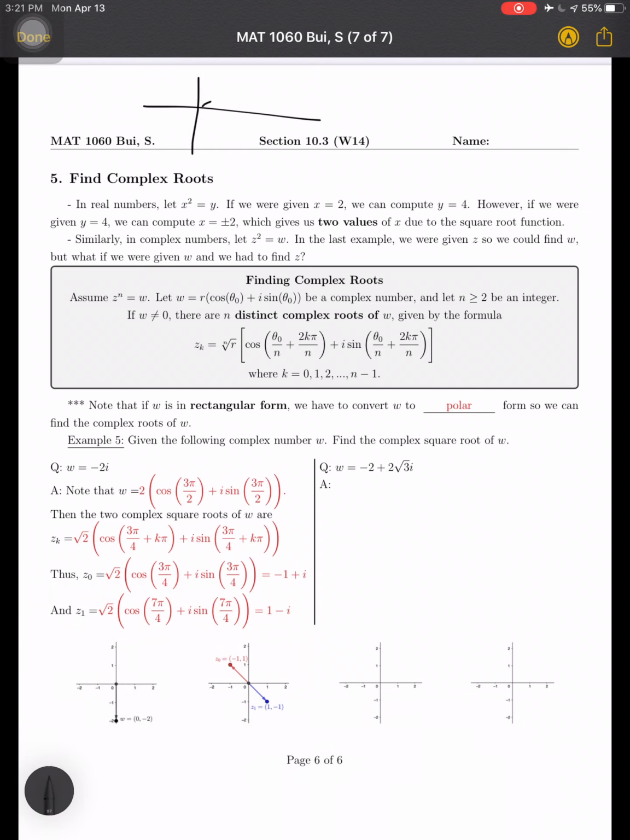So, xy axis again, and then the graph will look like this. If we were given that x equals 2, then we can compute y equals 4, right? Because if x equals 2, then we have 2 squared equals 4, and that's how we get y equals 4. However, if we were given y equals 4 from the beginning and want to compute the x value, we'll get two answers: x equal to 2 and also x equal to negative 2.